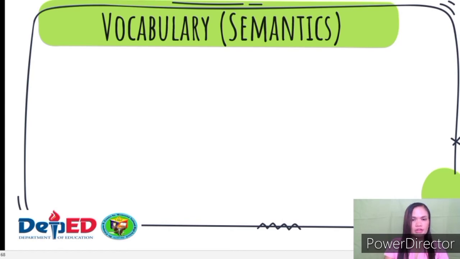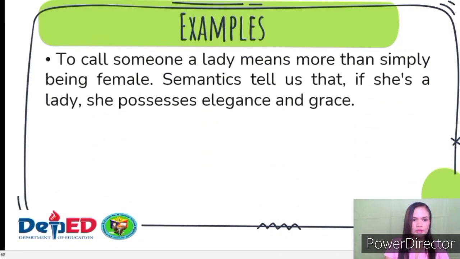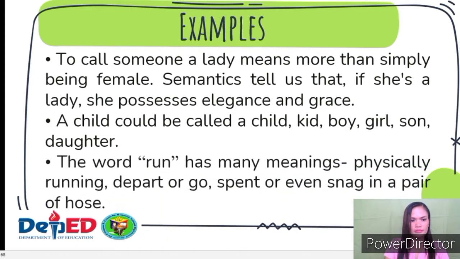Next, we have vocabulary or semantics. The word we choose to use in talking to other people is one of the important factors in our successful conversation and communication. Examples: to call someone a lady means more than simply being female. Semantics tells that if she's a lady, she possesses elegance and grace. A child could be called a child, kid, boy, girl, son, daughter. The word run has many meanings: physically running, depart or go, spent or even snug in a pair of pants.